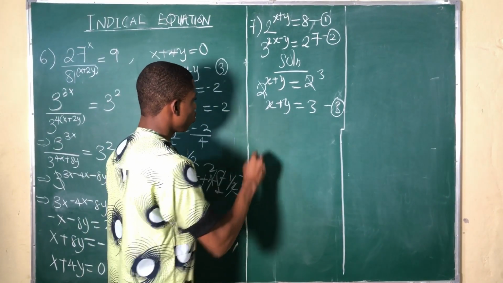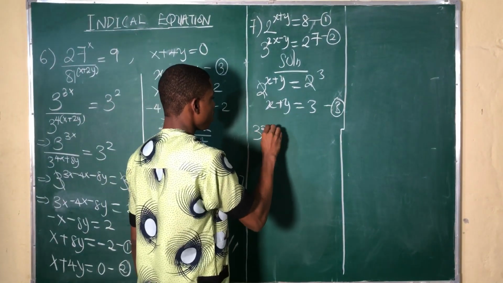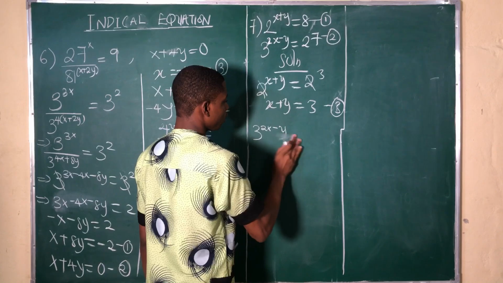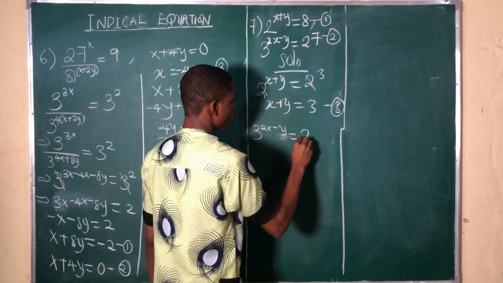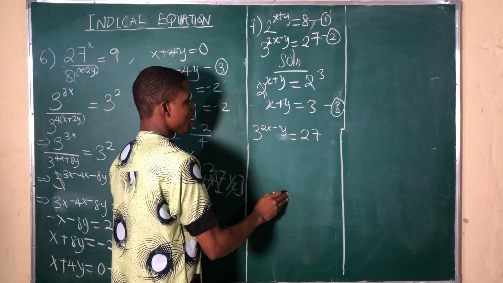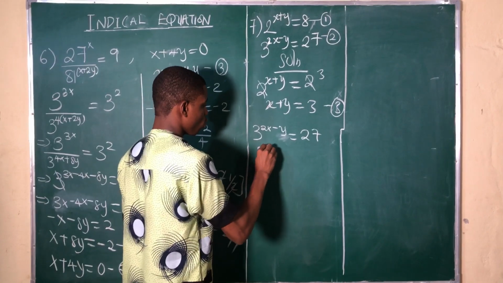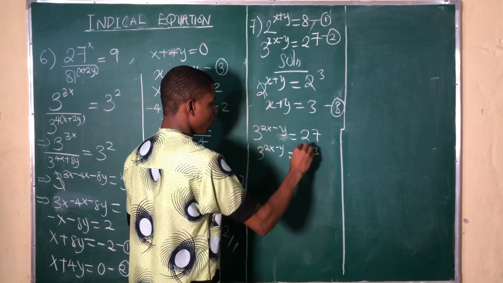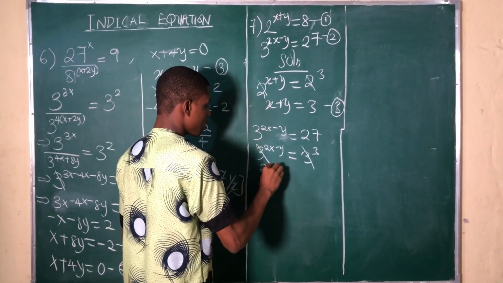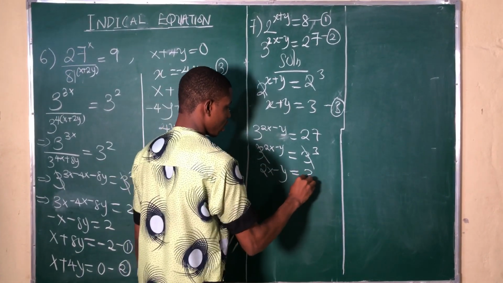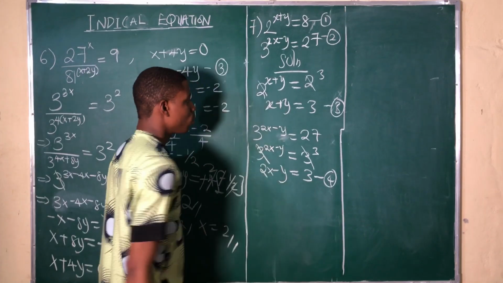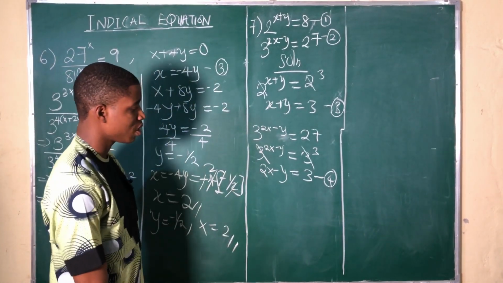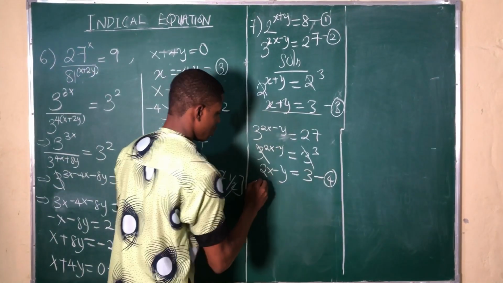So from equation 2, we have 3 raised to the power 2x negative y is equal to 27. This can be expressed in terms of 3: 3 raised to the power 2x negative y equals 3 raised to the power 3. This will cancel this. We have 2x negative y is equal to 3. We have equation 4. So this concept is easy. We have this and this.